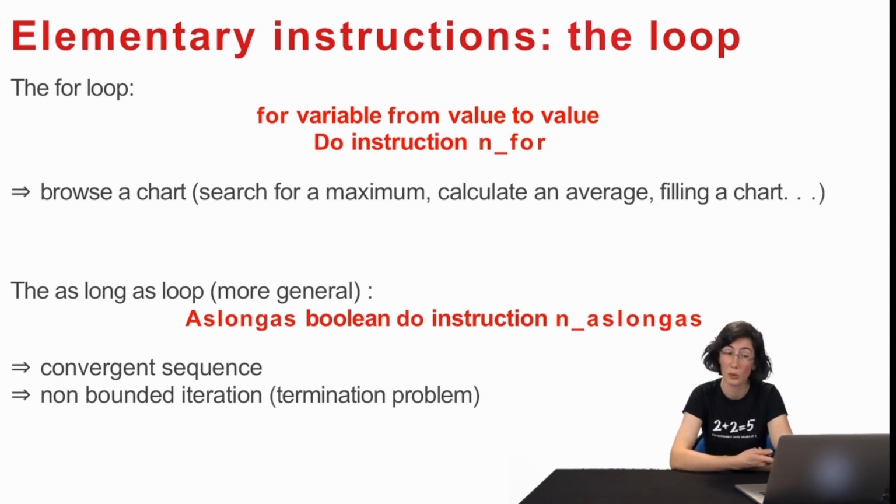The as long as loop is a more general one, so more things can be done with it. So that's as long as a certain boolean holds, a certain instruction is executed. A classical use of the as long as loop is a convergent sequence, when calculating the iterations of a certain sequence until the values get close enough. Beware of the as long as loop, because you have to make sure the program will stop; if not, the loop may keep running indefinitely, and so the program would be running indefinitely. Those problems are called termination problems, so make sure the algorithm is going to stop.